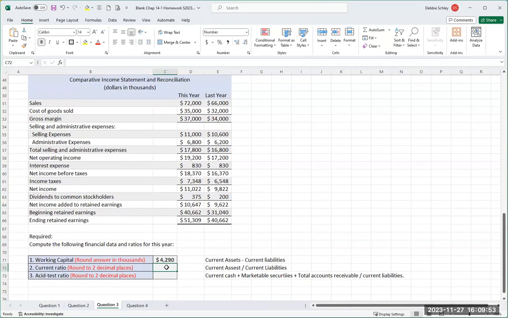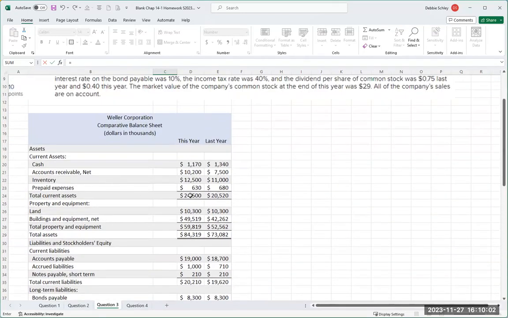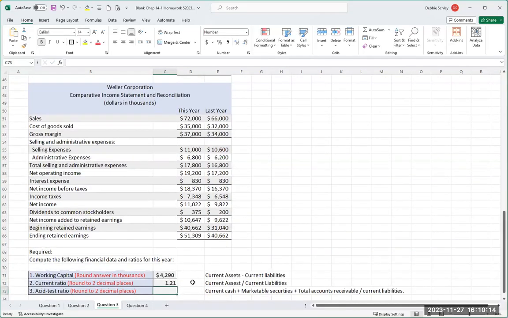All right, current ratio, that is current assets divided by current liabilities. So working with the same numbers, current assets divided by current liabilities. And remember to choose the ones in this year. Okay, and they want that rounded to 2 decimal places. So this one was rounded in thousands. This one's rounded to 2 decimal places. Acid test ratio is also rounded to 2 decimal places.